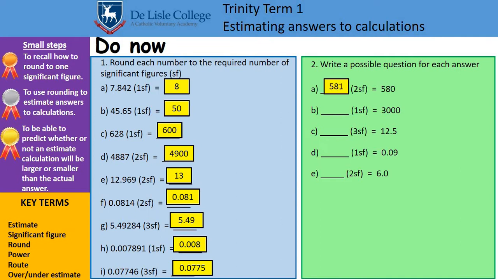So I've written to round 581 to two significant figures, because that would work. I've written round 2,950 to one significant figure. I've written round 12.52 to three significant figures, because I'll get 12.5. And then I've done 0.088 to one significant figure, which would be 0.09, and 5.99 to two significant figures, which would be 6.0. Lovely, yours might be different, that's not a problem, as long as you get those answers.